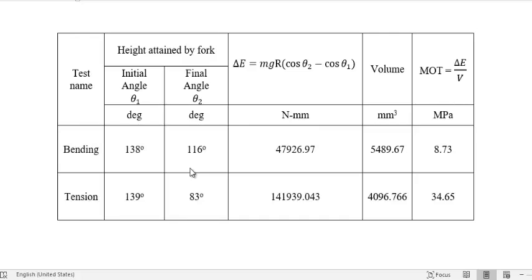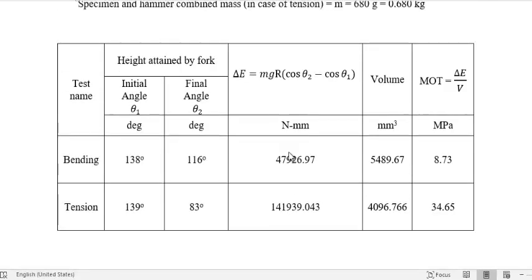So with this, our discussion about this experiment is concluded. Thank you very much.